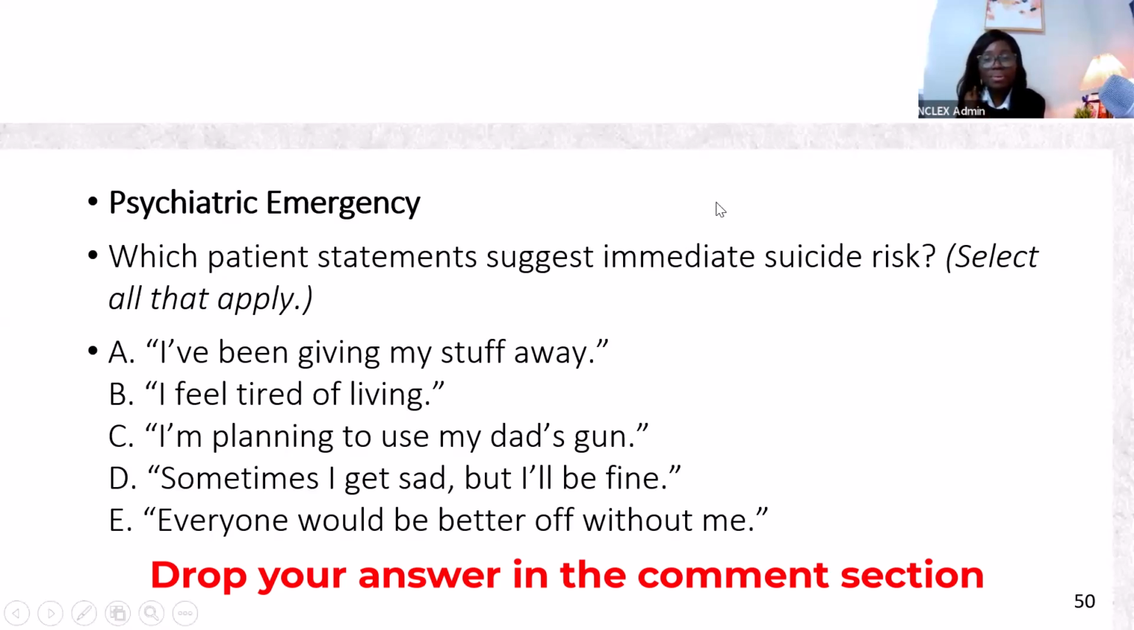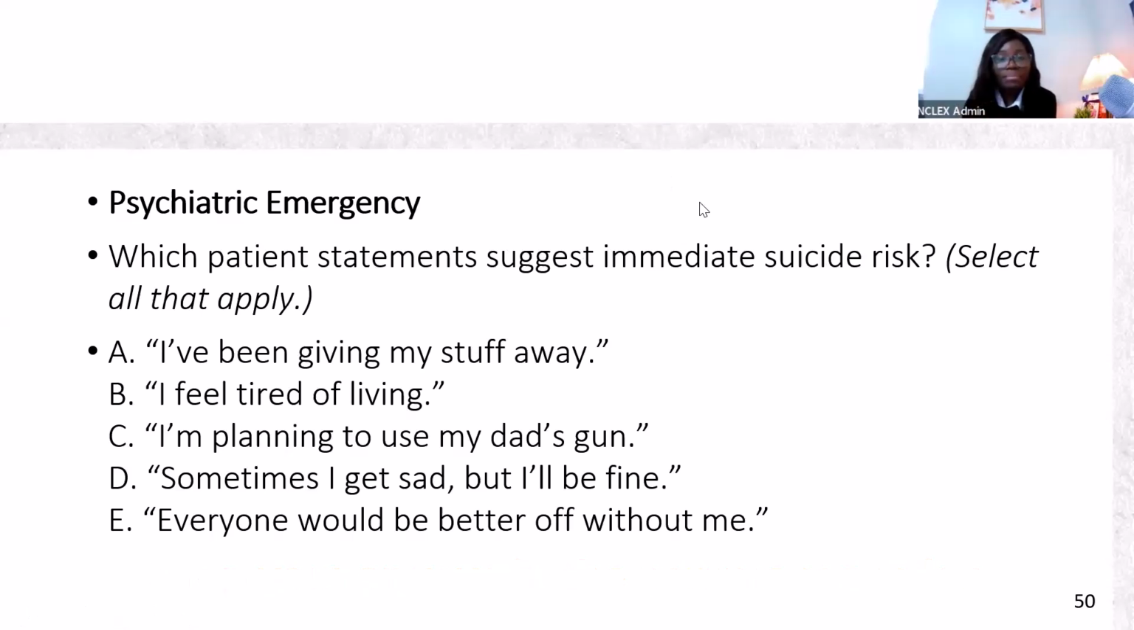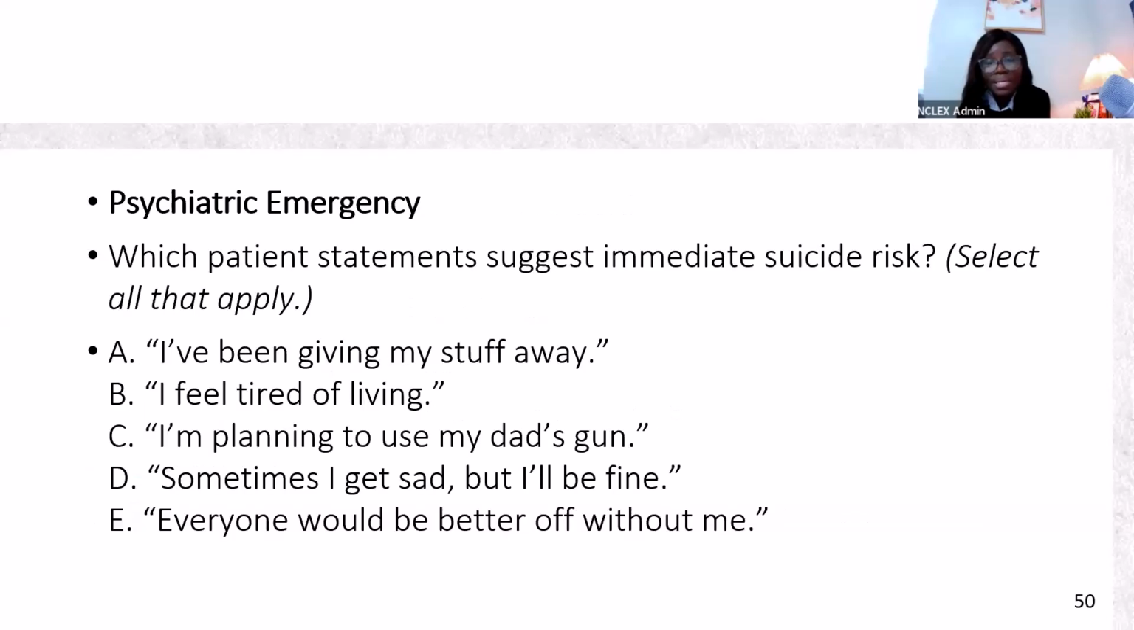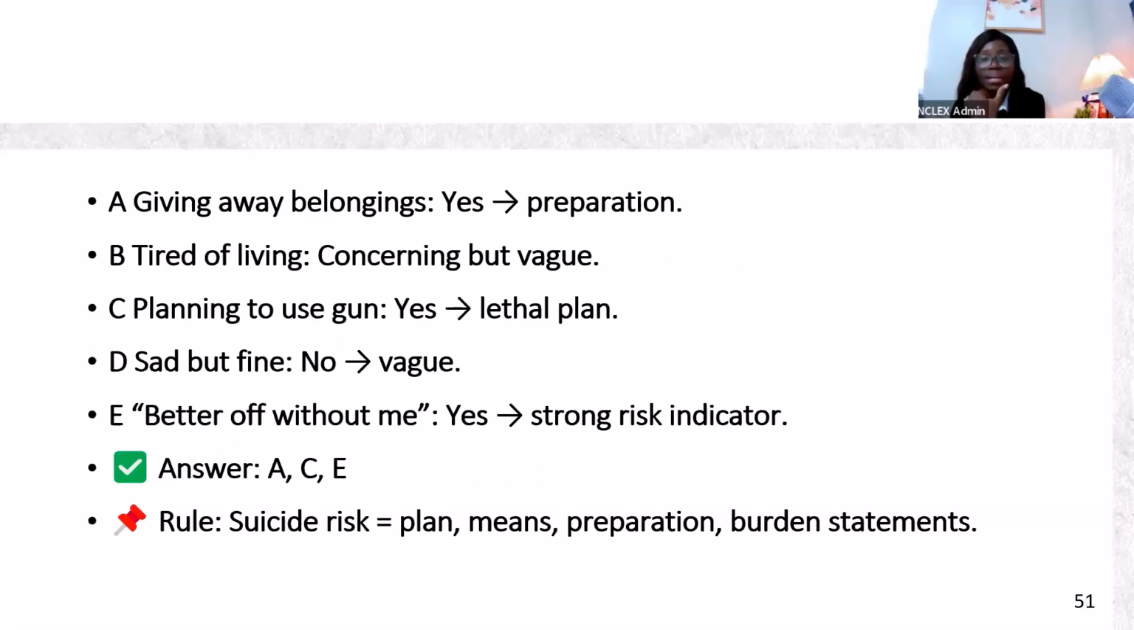Let me see some options. I want to be sure. Yes, and there is one more. A, C, and E. When they give their belongings away, that means they are prepared, okay? So A is part of it. Tired of living, that is concerning, but the question is saying immediate suicide. If a person is tired of living, it doesn't mean they're going to immediately kill themselves. It's a bit vague, okay? So we will not go for that.